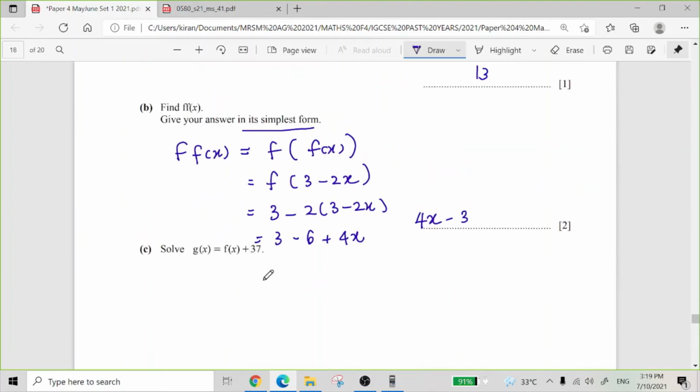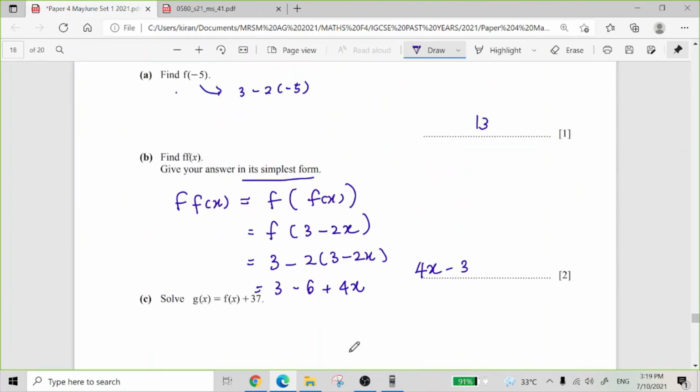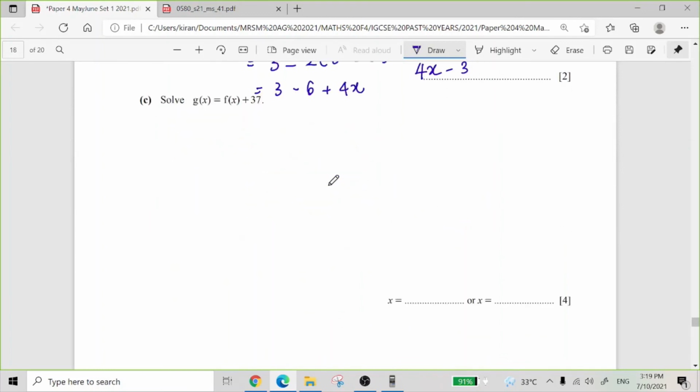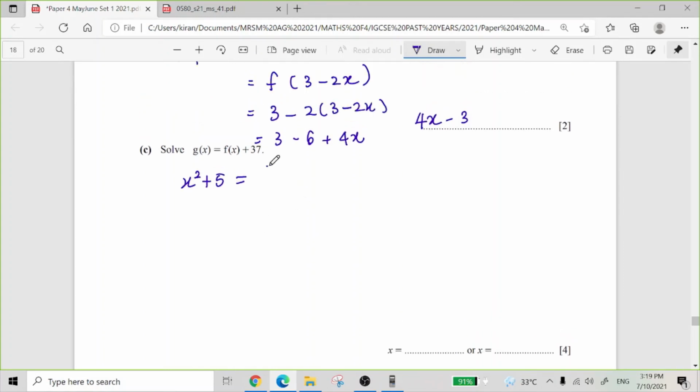Okay, solve g(x) equal to f(x) plus 37. So we take the function g(x). g(x) is x squared plus 5 equal dengan f(x). f(x) is 3 minus 2x plus 37. Okay, so this one x square, kita simplify dia, bawa 2x ke sana, 2x and then plus 5. This one 37 plus 3, 40. 40 bring to the other side, negative 40. Okay, so x square plus 2x minus 35.